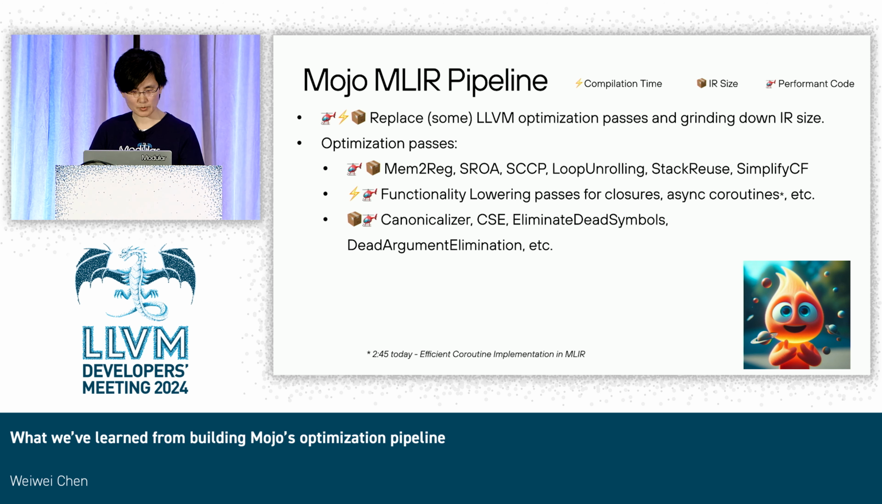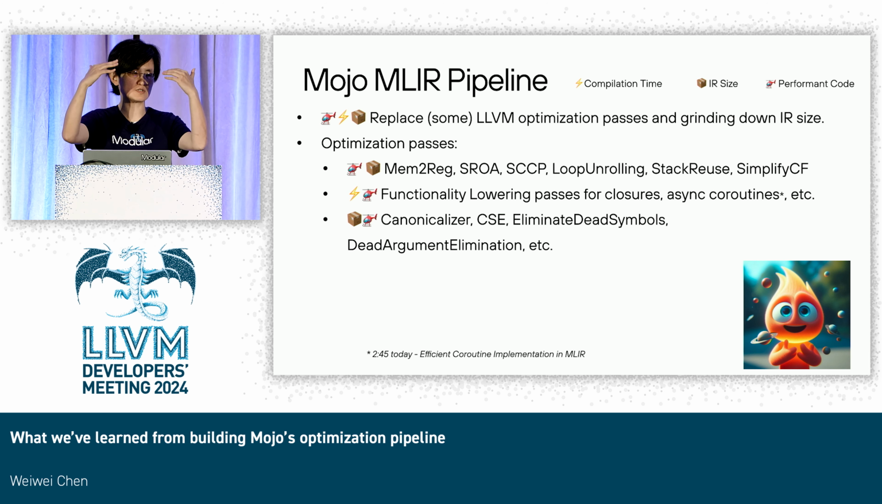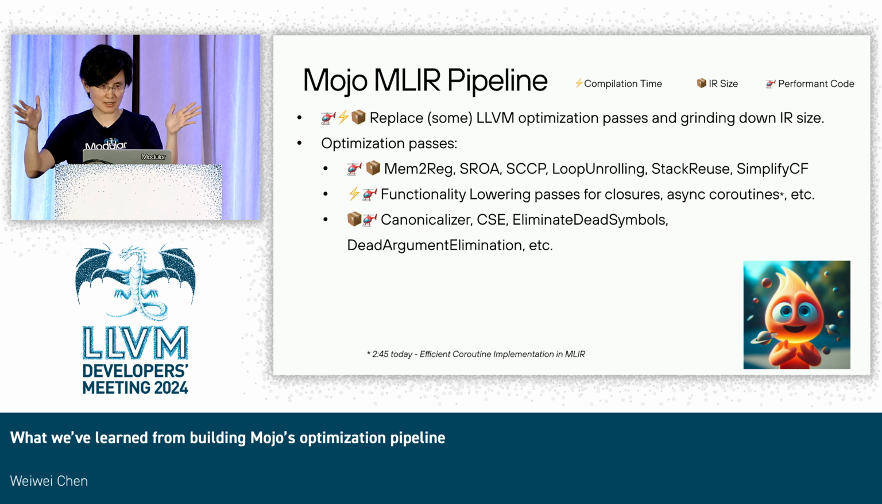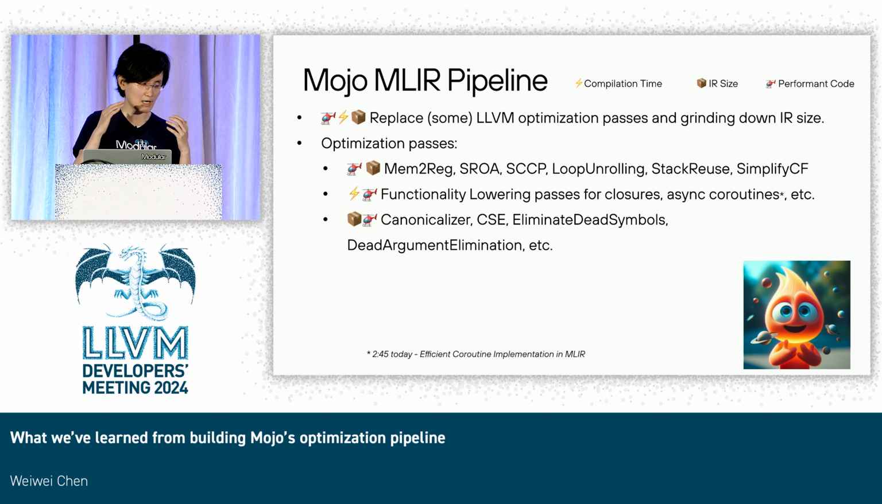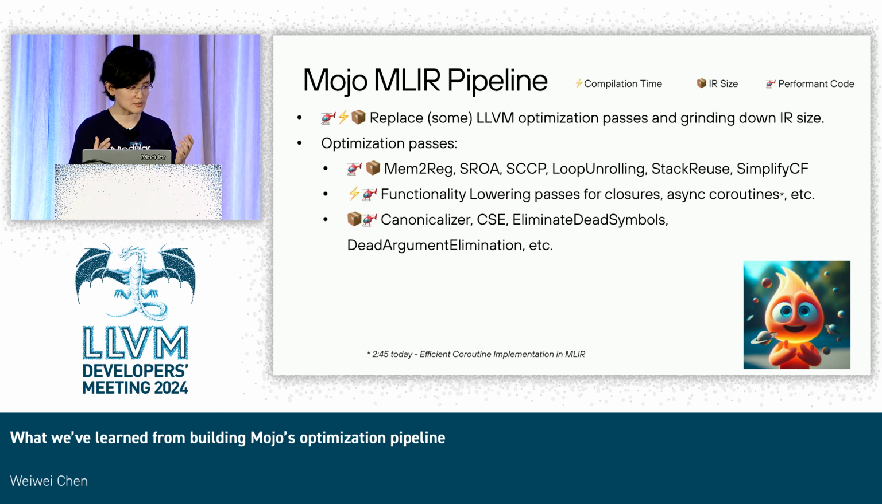So we have a bunch of optimization passes at the MLIR level, including mem2reg, SROA, SCCP, loop unrolling, stack reuse, and simplify CFG. These are very similar to what LLVM has, but we lift them earlier to the MLIR level so that we can keep the IR size in check while still doing all those performance-related optimizations. We also have some functionality-specific lowering passes at the MLIR level, for example for closures and async coroutines. We also run some of the basic passes, including canonicalizer, CSE, and eliminating dead code.